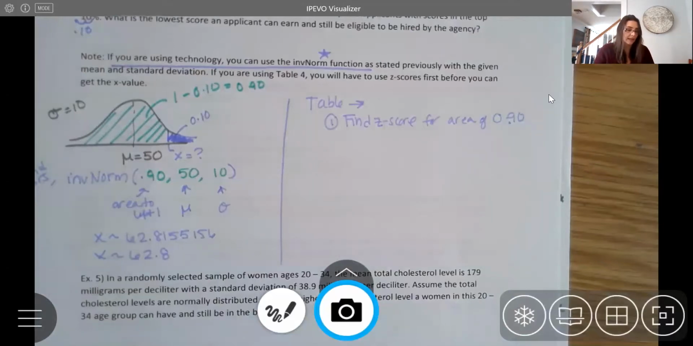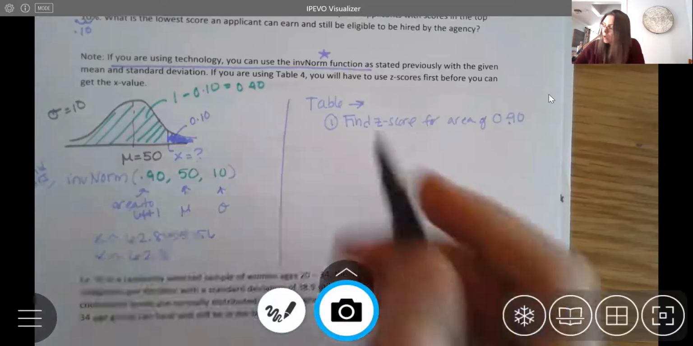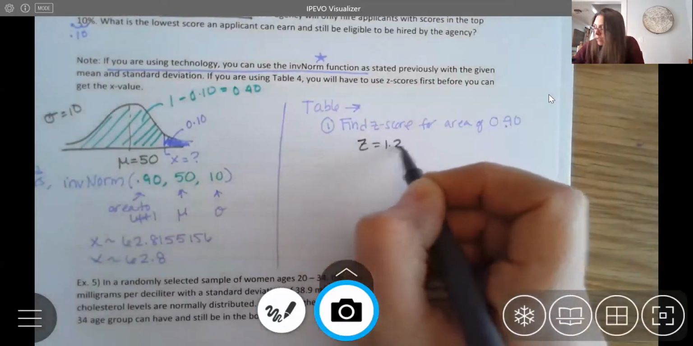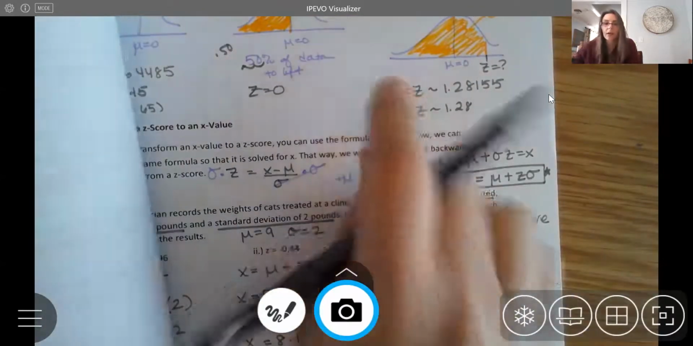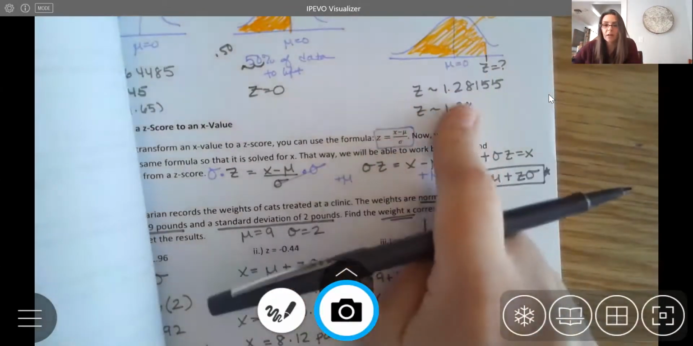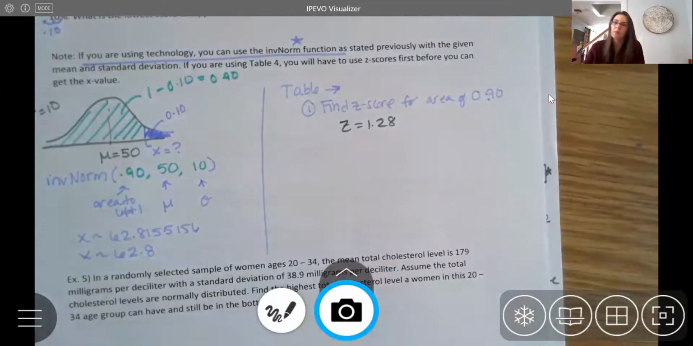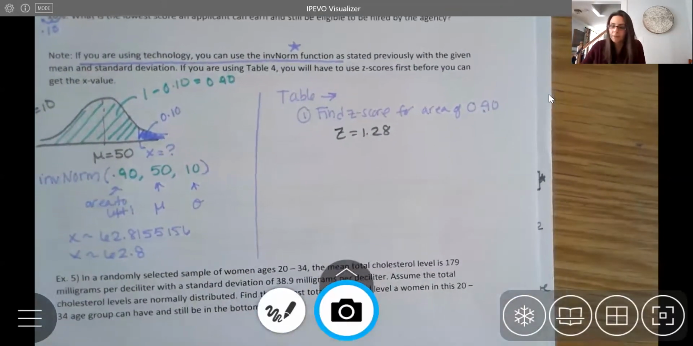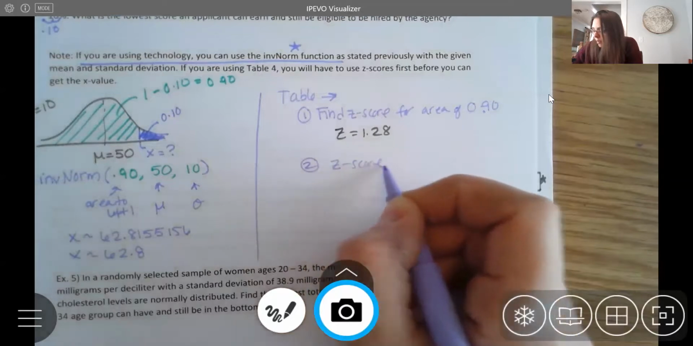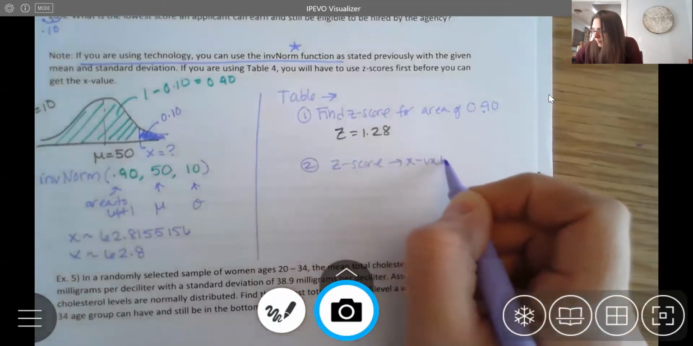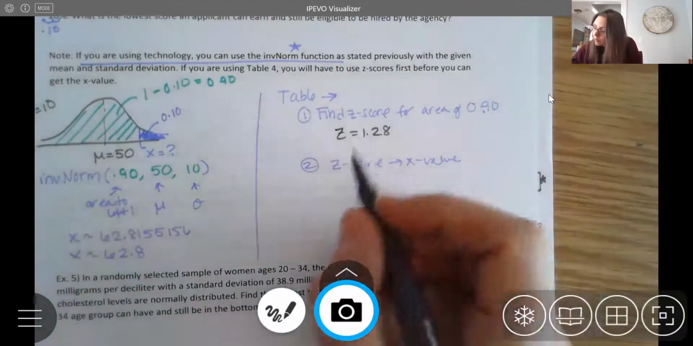So sometimes with the table, like I said, it doesn't always come out perfect, which can be a pain sometimes. So I'm going to use the 1.28, which we actually found on the page before. So we did this 90th percentile already. I'm going to use that 1.28, which is what your book uses for their estimate there. So I find the z-score first, and then I have to change from a z-score to an x value using that formula from the page before.